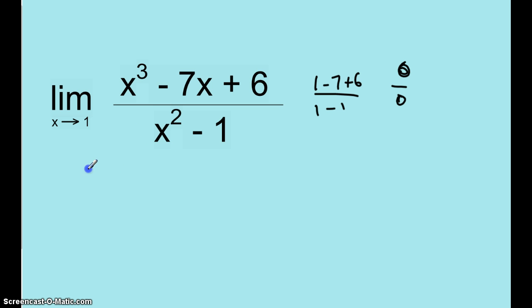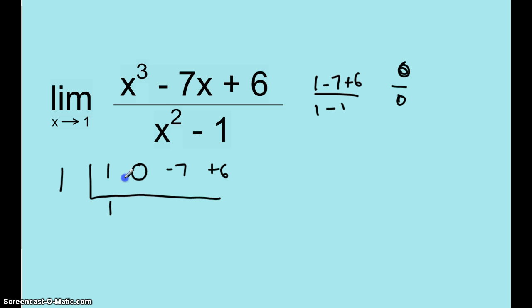So what I'm going to let you do is factor this synthetically. You know, we're going to guess a 1, any factor of 6. The coefficient of x cubed is 1. Coefficient of x squared is 0. Coefficient of x is negative 7. And the constant is 6. I'll let you go ahead and play with it to help factor, and then we'll come back. So pause, factor. Have fun.